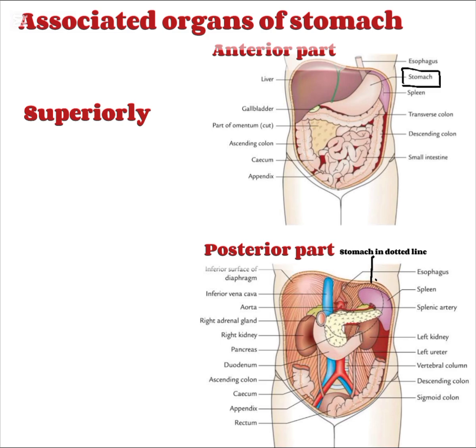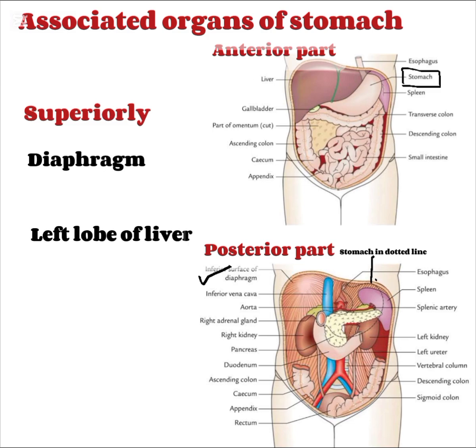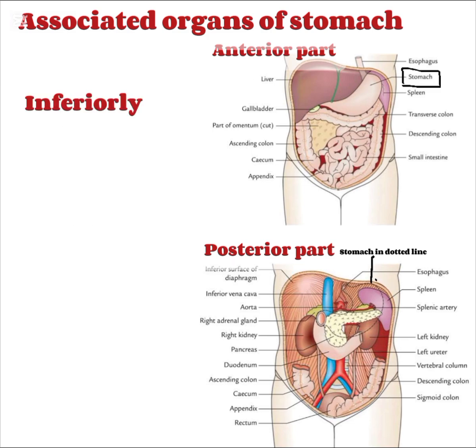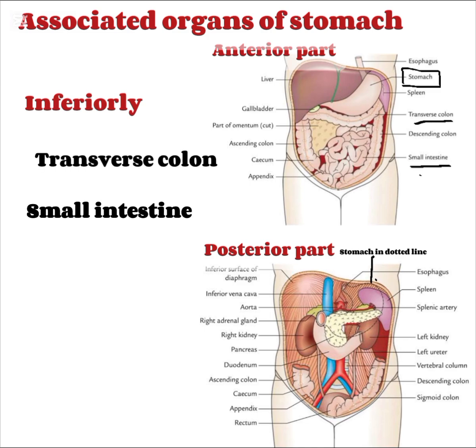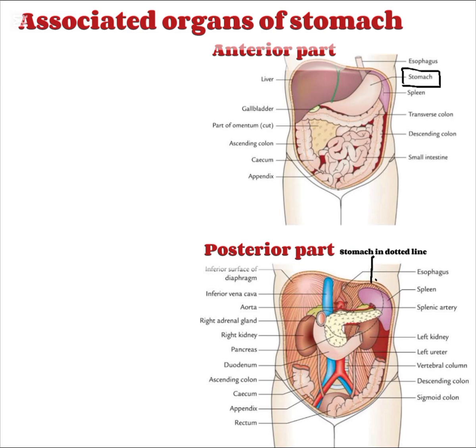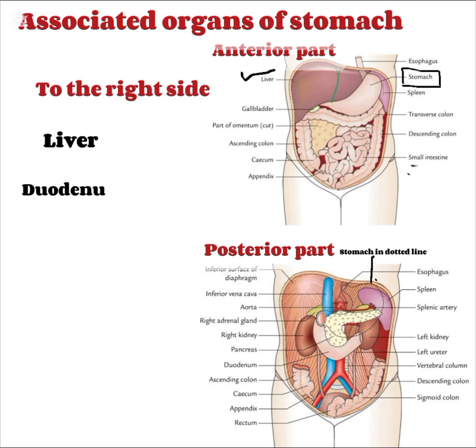Superiorly or towards the upper side, stomach is associated with diaphragm, esophagus, and left lobe of liver. Inferiorly or towards the lower side, transverse colon and small intestine are the associated organs of the stomach. Towards the left side, stomach is associated with diaphragm and spleen. Towards the right side, stomach is associated with liver and duodenum.